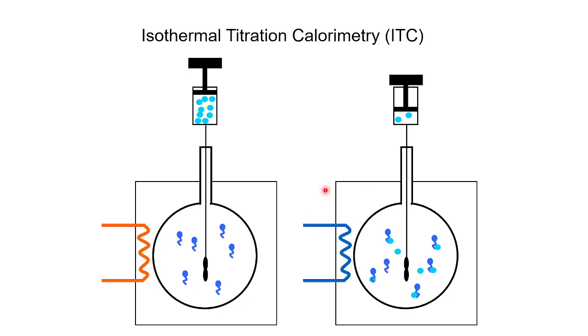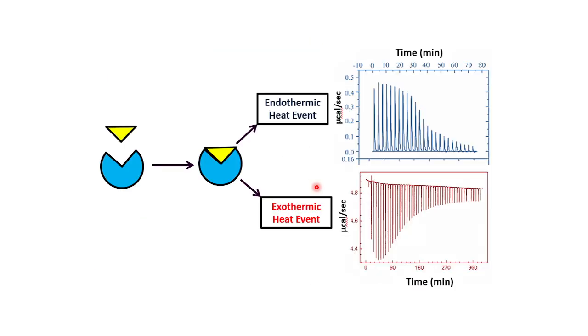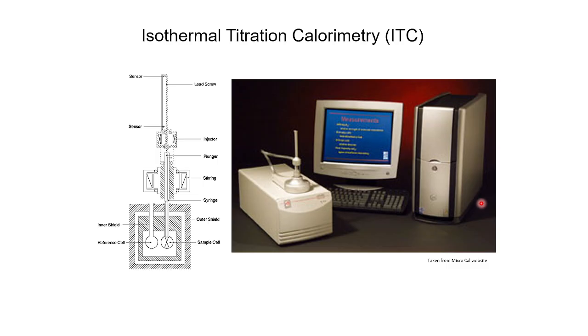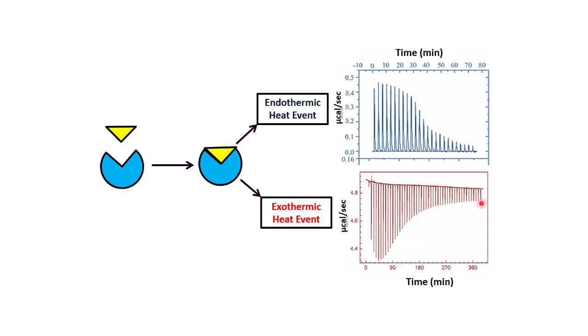So this is the detector that basically detects the heat released or heat absorbed. When you have an exothermic heat event occurring, you get inverted curves, and when there is an endothermic event happening, you get positive curves. Depending on what you are getting, you plot a graph, and from there you can calculate the KD.